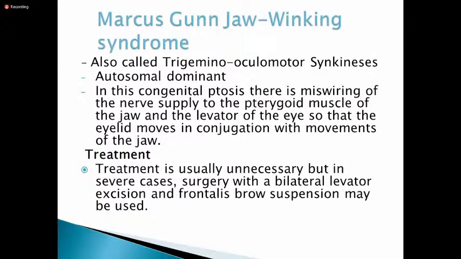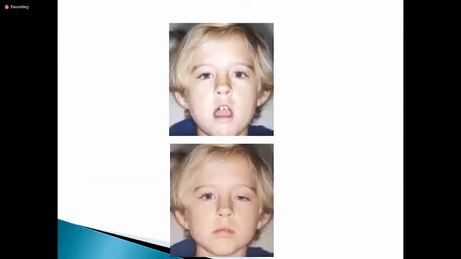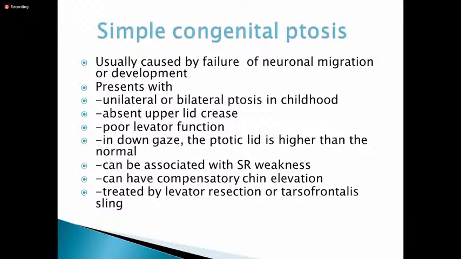I had already mentioned Marcus Gunn jaw-winking syndrome, which is a congenital problem where there is an abnormal innervation of the pterygoid muscle and the levator muscle that I've already mentioned. You can see, like in this picture here, the child looks okay when the mouth is open. When they close the mouth, you can notice a ptosis on the left upper eyelid.